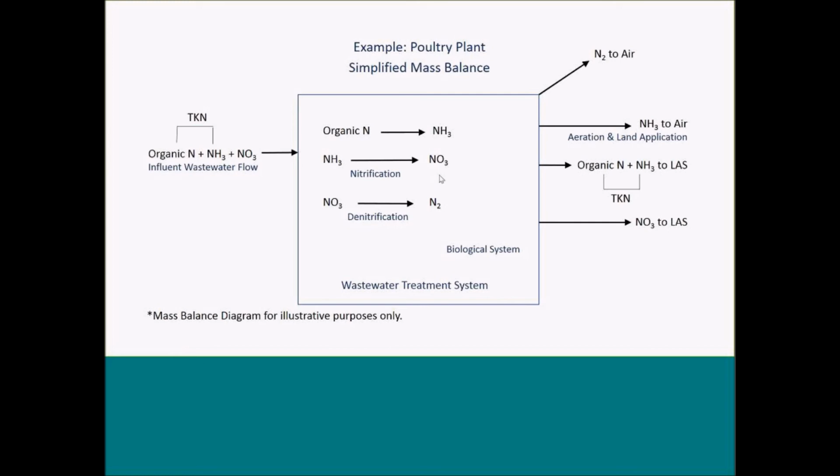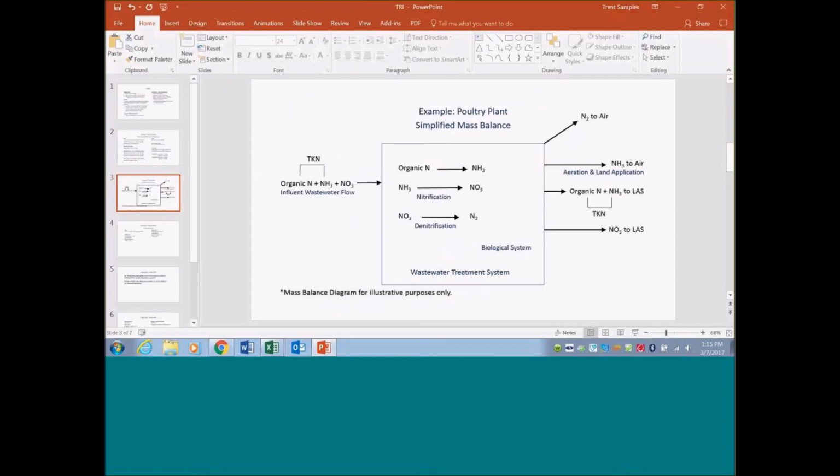And then, of course, some of the nitrates are going to be denitrified into nitrogen gas. And then in my example here, you've got wastewater being land applied to the field, so I'm going to have some ammonia, as well as some organic nitrogen, that's in that land applied effluent. So I just threw this in here to give you a visual. But let's jump back to the tool, and let's input that data real quick.